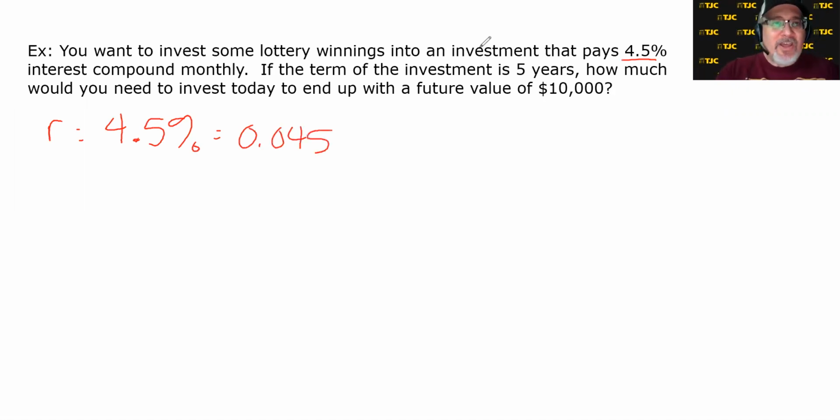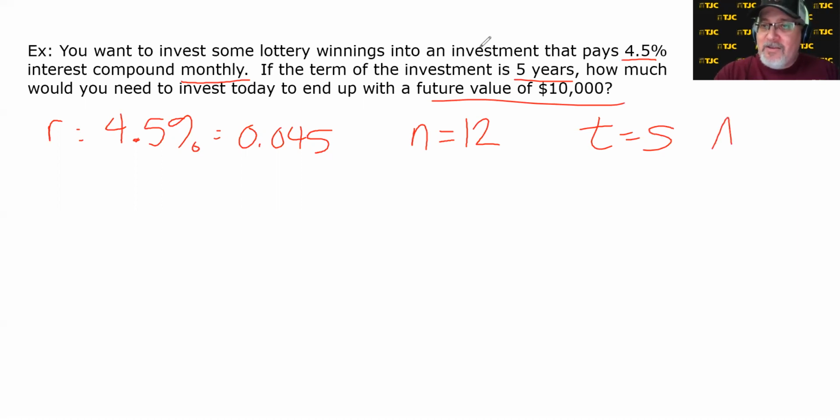Let's see, what are we given next? Compounded monthly. That's the only number that's given to us, not in the form of a number. N is the number of times per year interest is compounded. So monthly is 12 times per year. We're told that the term is 5 years. And we're told that the future value, which is A, is 10,000.